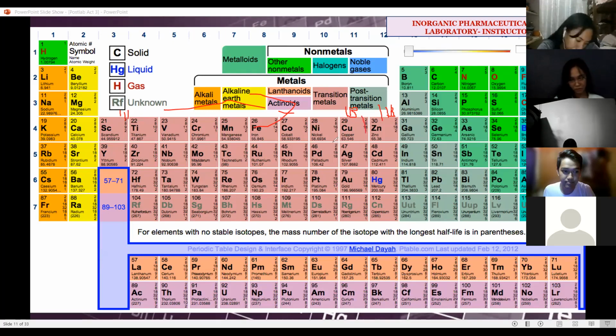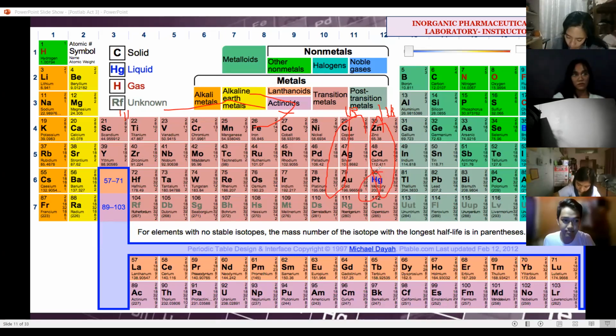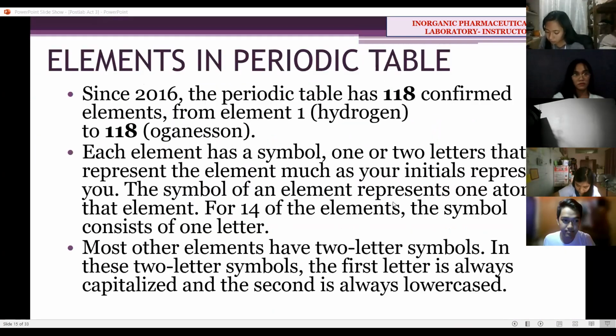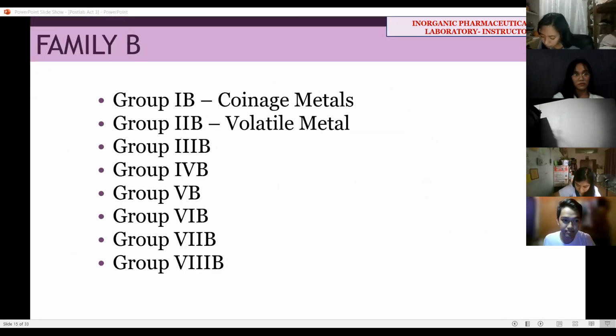So ang group 1B, this one, copper, silver, and gold, we call them the coinage metals. From the name itself, coinage, ginagamit sila to make coins. Copper, silver, and gold. Now, Group 2B are called the volatile metals because though they are metals, they volatilize, especially at certain temperatures. So just like mercury, though this one is a metal, is actually a liquid one, and it can volatilize easily at certain temperature, even at room temperature. That's how we group our periodic table.